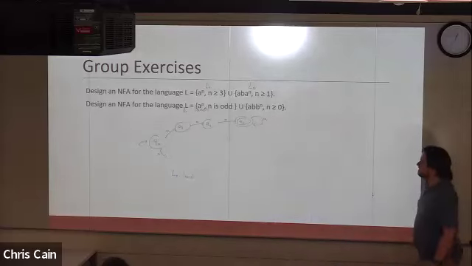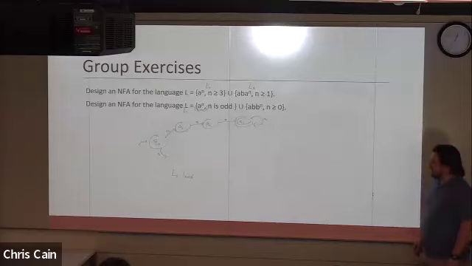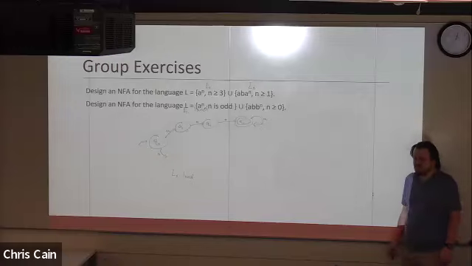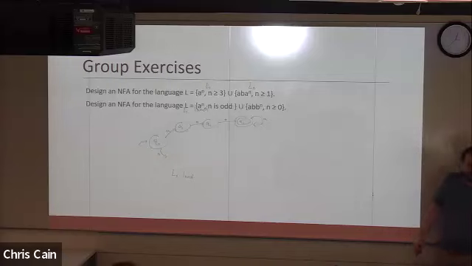So here's L1 land. Remember that we don't need to specify what happens if we see a B. In the DFA, we needed to make a trap state for this. With an NFA, we do not.